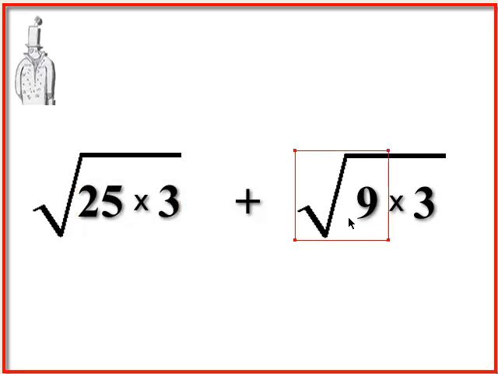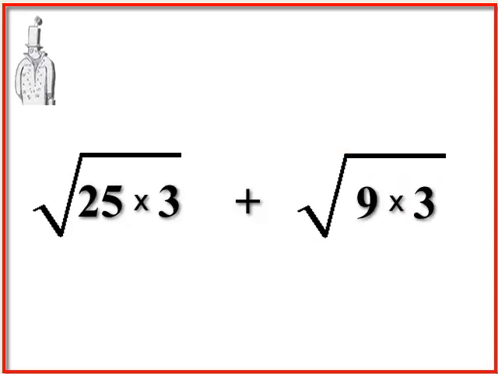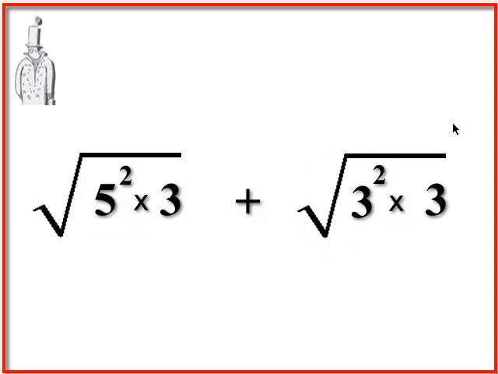Okay? And for the 27, 27 is 9 times 3. 9 is a perfect square. 25 is a perfect square. So we're going to change 25 and 9 into 5 squared, 3 squared, respectively. Now, if you multiply that out, that's still 75. You multiply this one out, that's still 27.